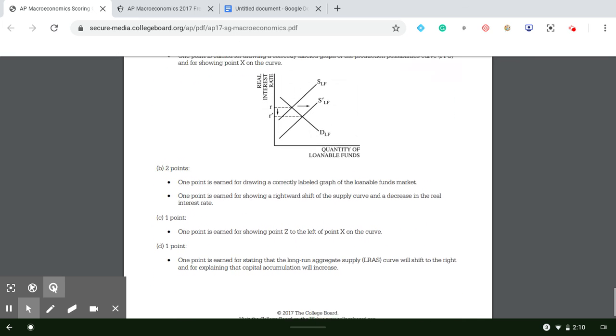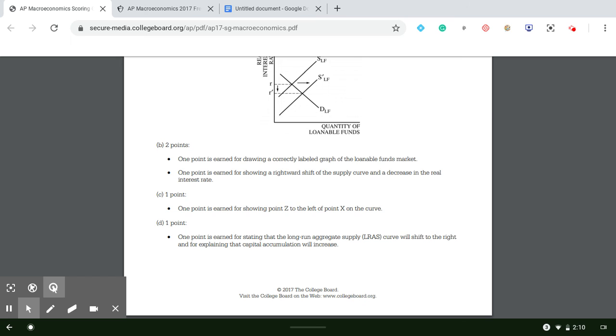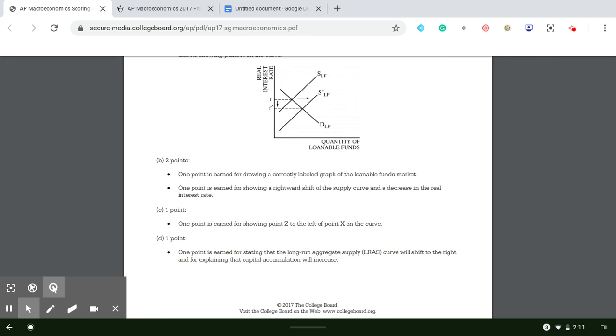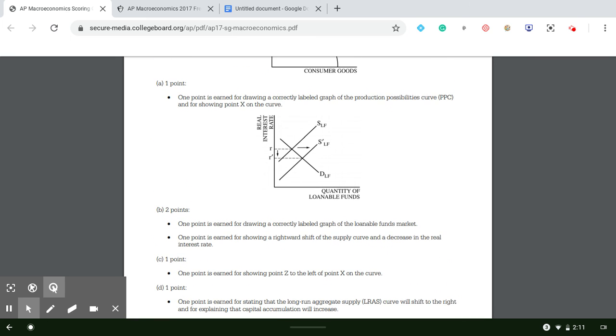Okay. Z is to the left of X on the curve, and 1 point is earned for saying the long run aggregate supply curve will shift to the right, for explaining that capital accumulation will increase. Okay. All right. Thanks, guys.